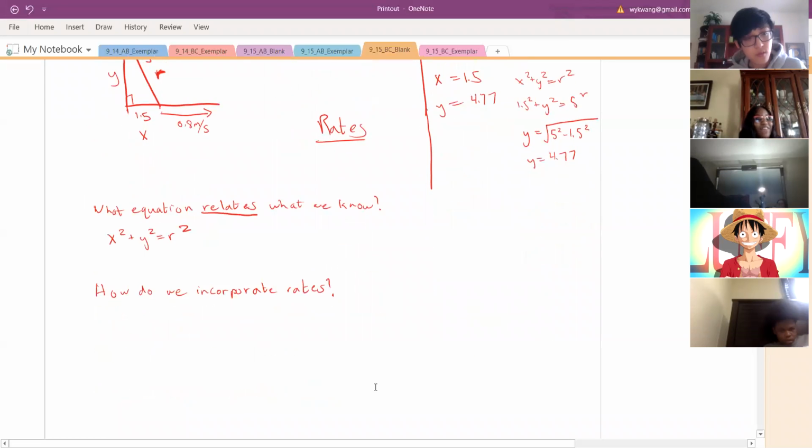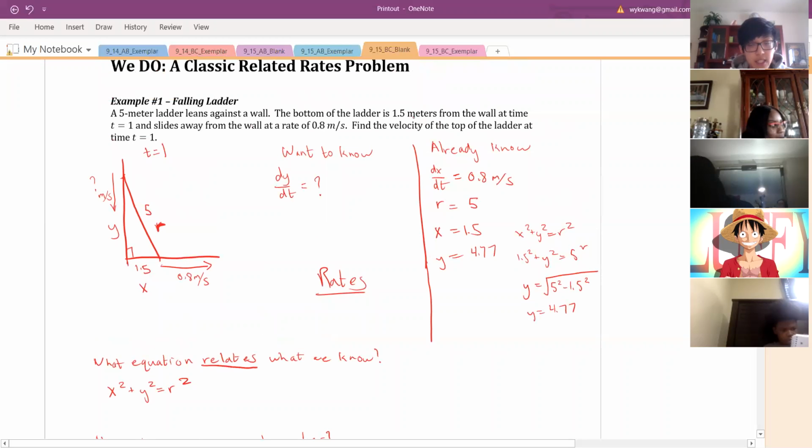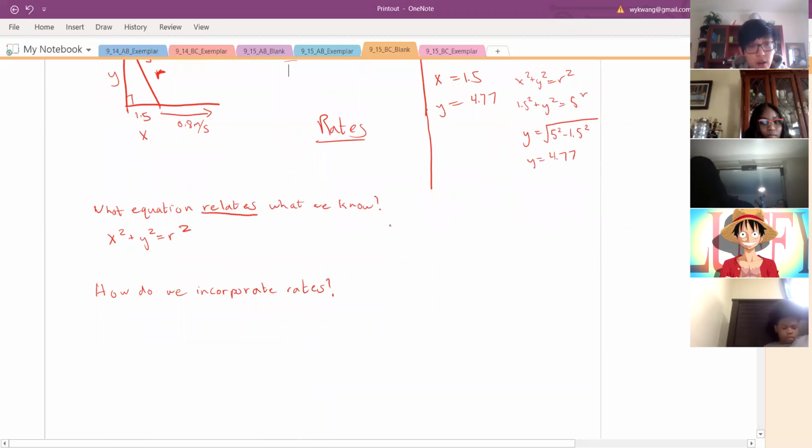Okay, so how do we incorporate rates? We have dy over dt and dx over dt. That's what we're really curious about. Dy over dt is our answer. We're trying to find this.